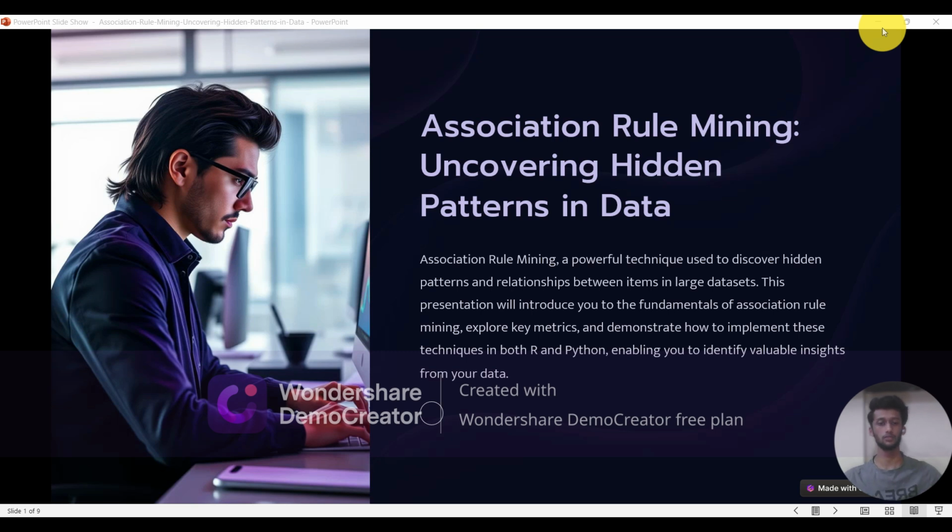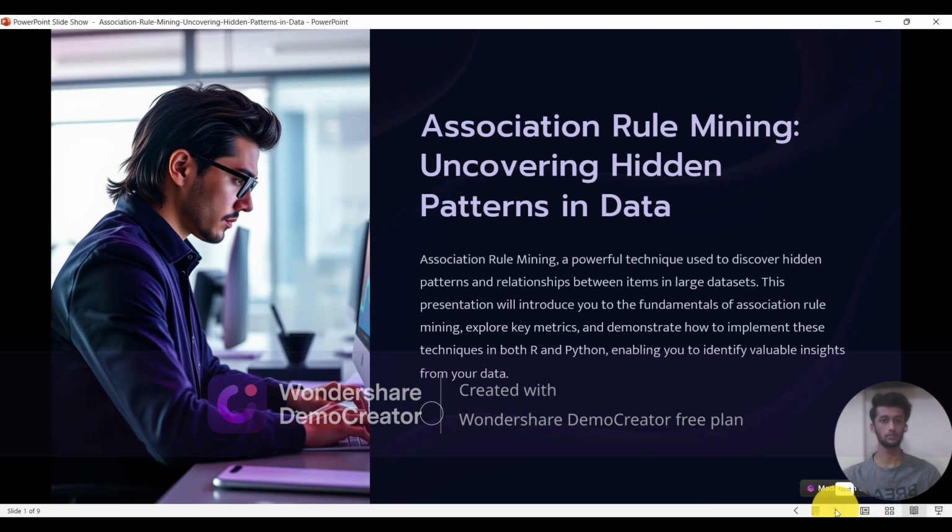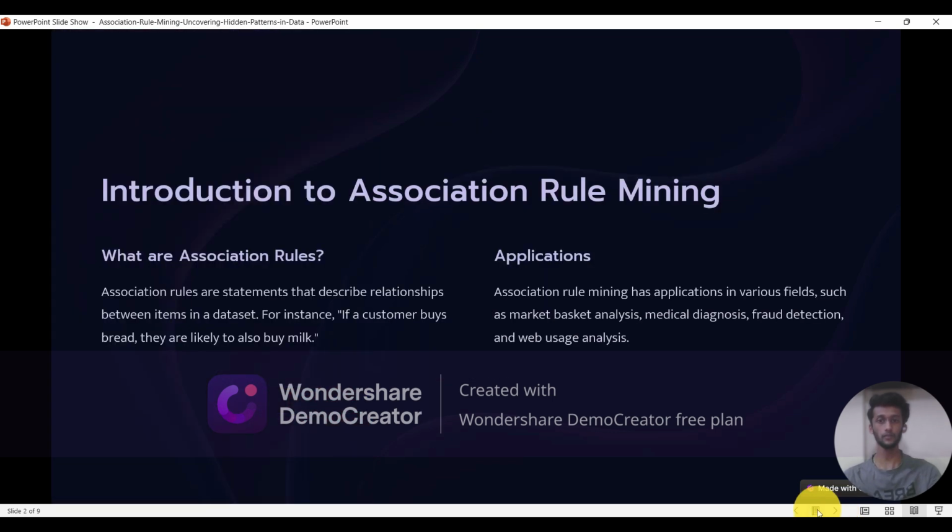Now we'll move towards the next slide, which is association rule mining. Introduction to association rule mining.